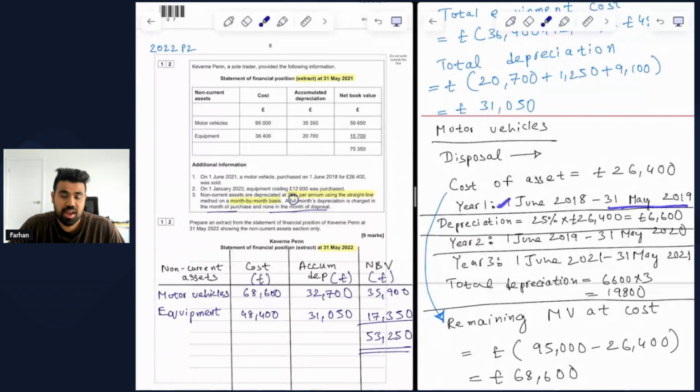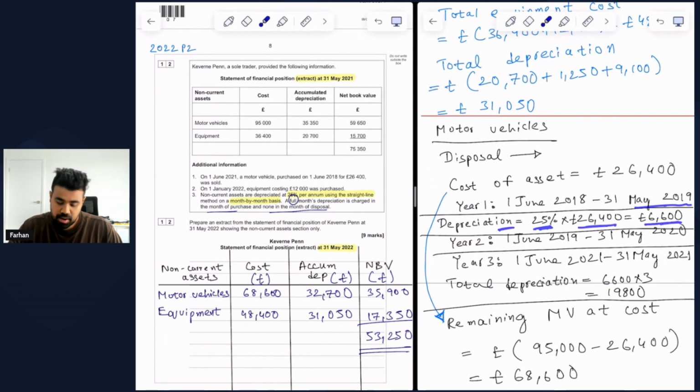Based on what we already understand, a financial year for Kevin's business starts on 1 June of a given year and ends on 31 May of the following year. So the first year of usage for the disposed motor vehicle should be from 1 June 2018 all the way until 31 May 2019. To find the depreciation in the first year, given that we are using the straight line method and the rate is 25%, we simply apply 25% on £26,400, which is the cost of the asset, and that gives us the depreciation of £6,600.